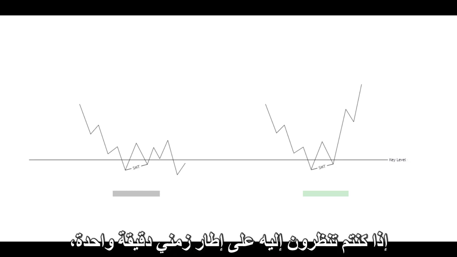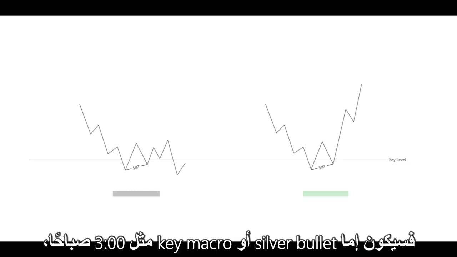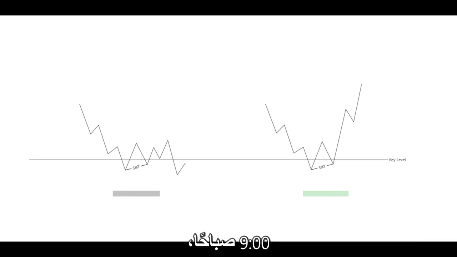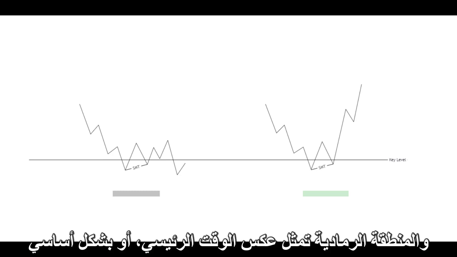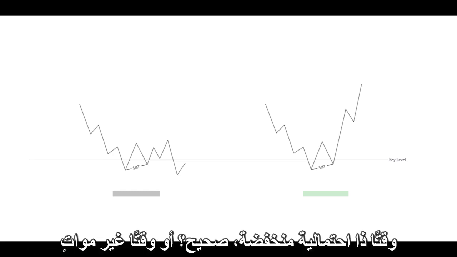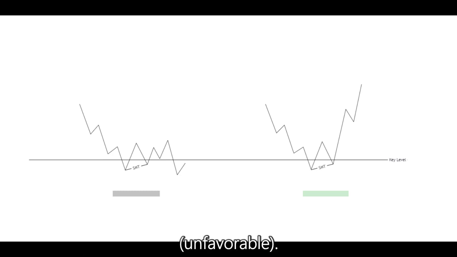If you're looking at it on the 1-minute time frame, then it would be either a silver bullet or a key macro like 3 a.m., 8 a.m., 9 a.m., 11 a.m., and so on, right? And the gray area represents the opposite of a key time, or basically a low probability time, right? Or an unfavorable time. Simply time which we would want to avoid.